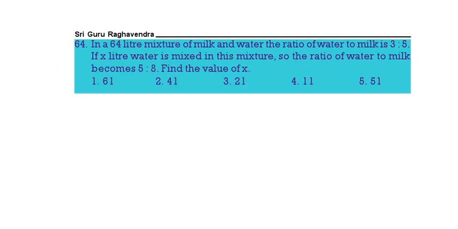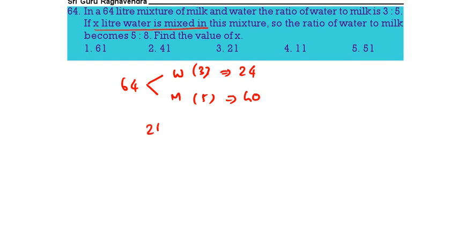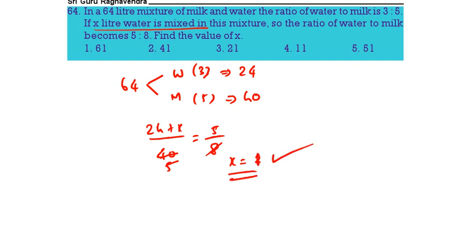Next question. In a 64-liter mixture of milk and water, the ratio of water to milk is 3:5. In this 64, water to milk will be 3:5, 8. So this is 24. This is 40. Milk will be 40. Now, if x liters of water is added, so 24 plus x by 40, the ratio is becoming 5 by 8. 8 ones, 8 5s. So x value will be equal to 1 because 5 into 5 25, 25 minus 24, 1. So x is equal to 1 liter. 1 liter is the correct answer.